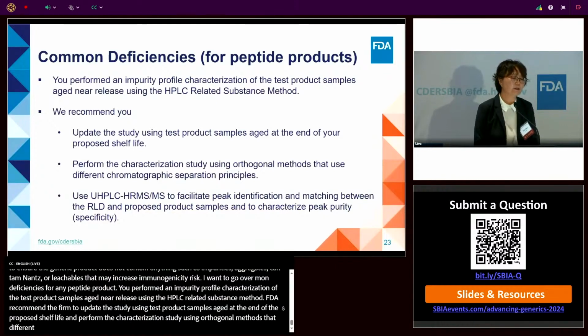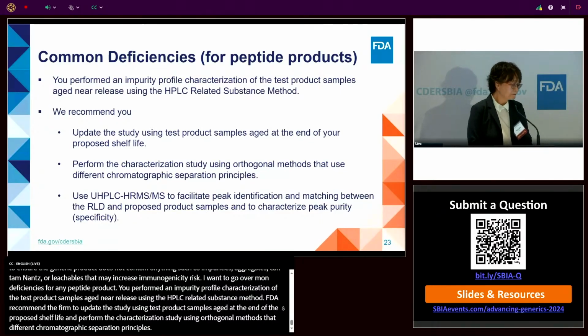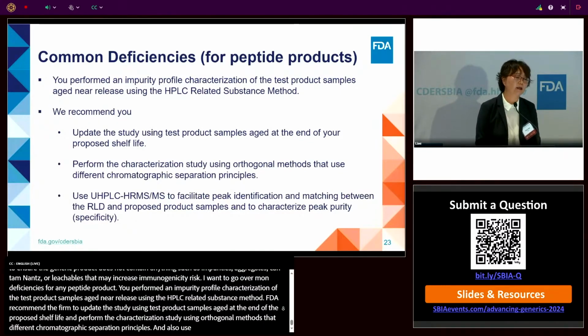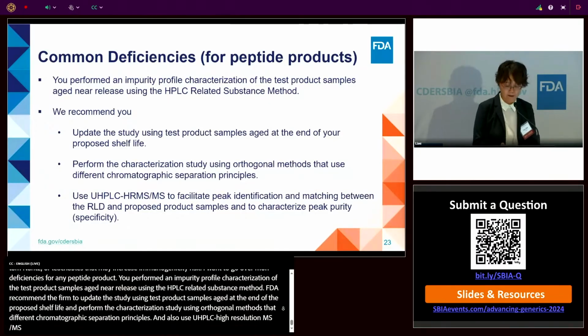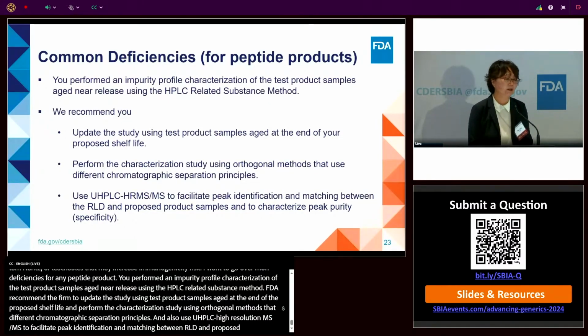chromatographic separation principles, and also use UHPLC high-resolution MS to facilitate peak identification and matching between the RLD and the proposed product to characterize peak purity.